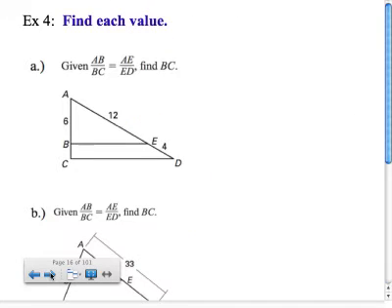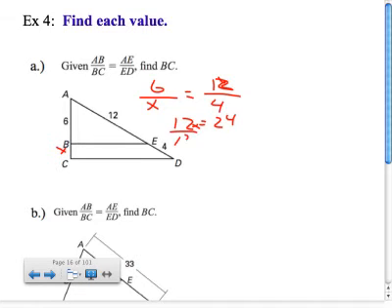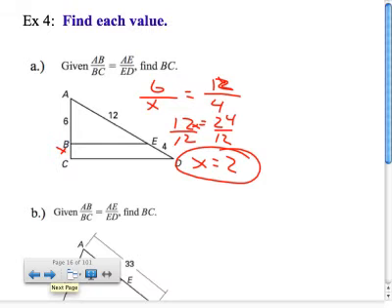Okay, it says find each value. Given AB over BC equals AE over ED, find BC. So again, use it. AB is 6 over BC, we don't know, we'll just call it x. Equals AE is 12 over ED is 4. Then you cross multiply. 12x equals 24. Divide both sides by 12. So the value of x here is 2, and that was BC. So BC is just 2.